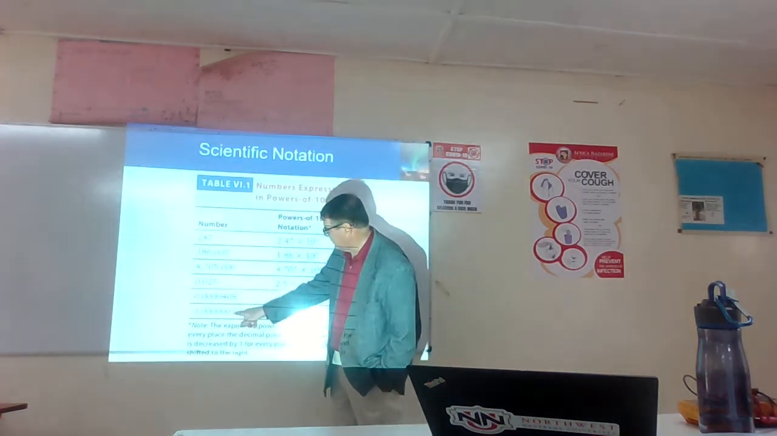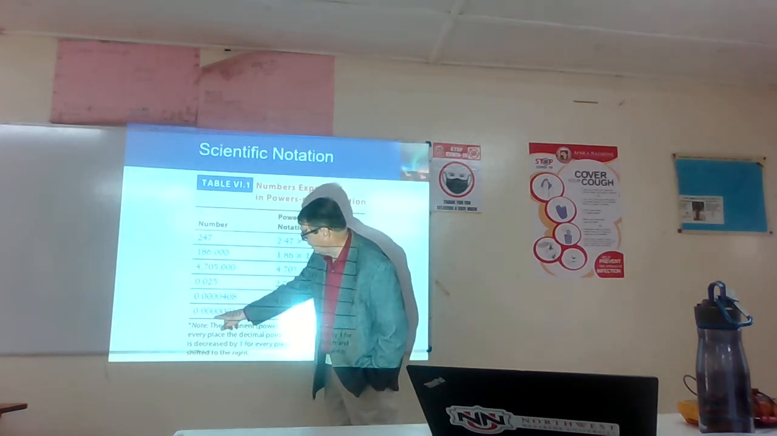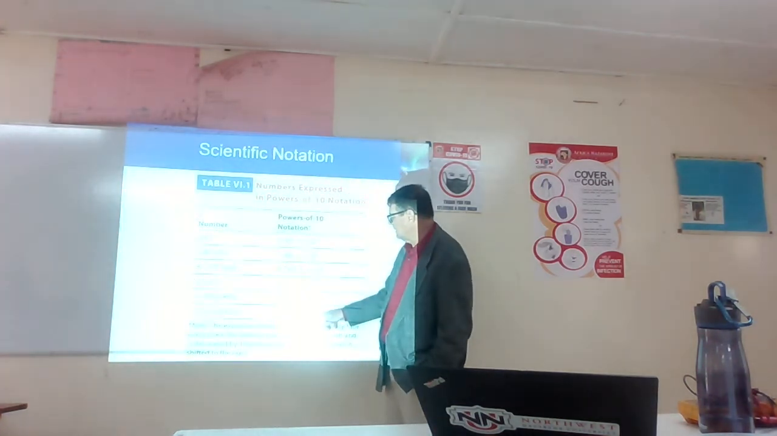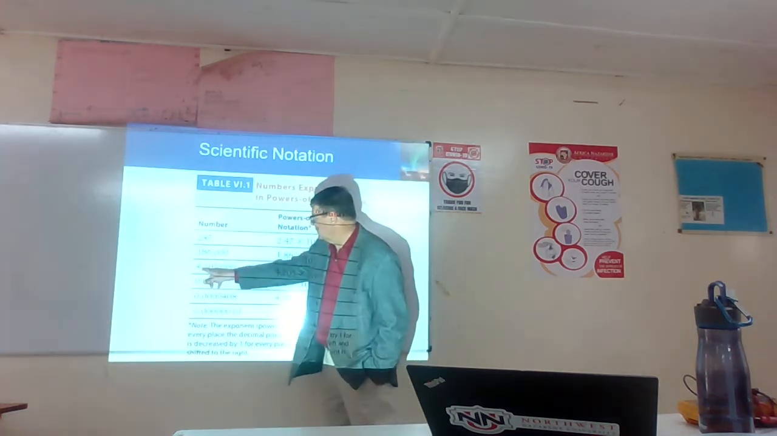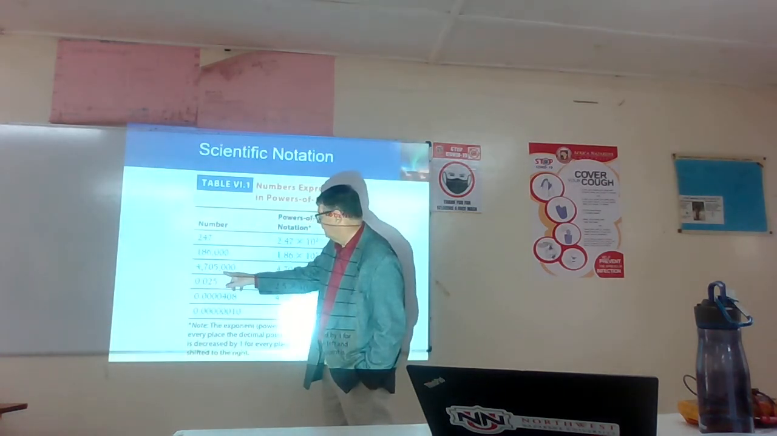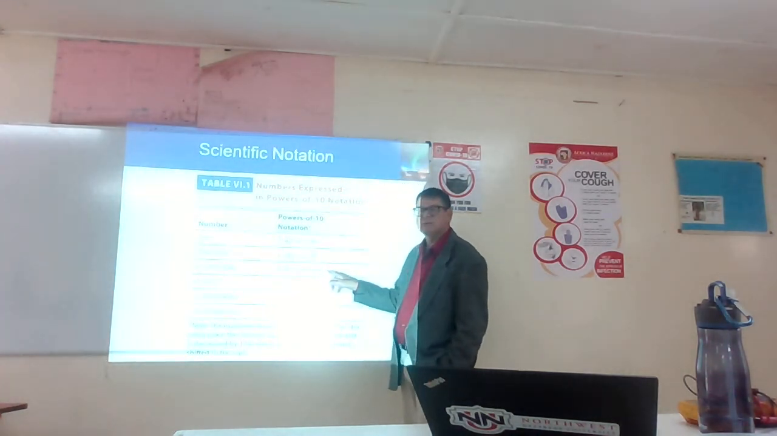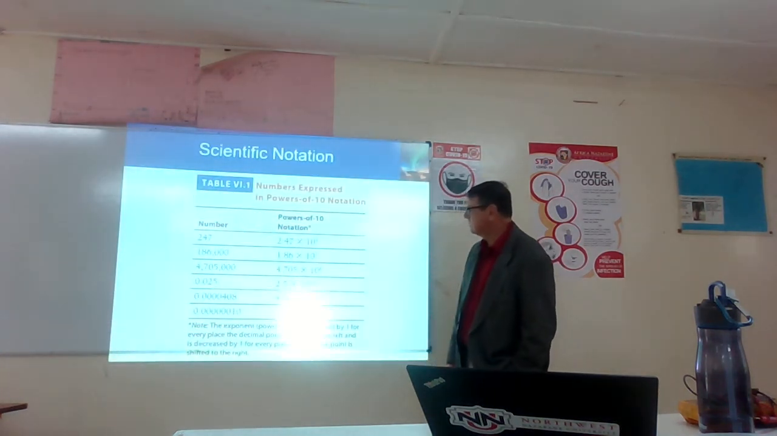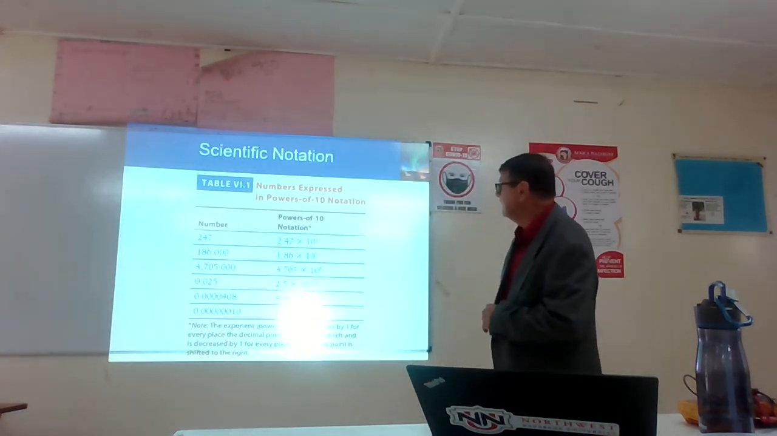We count the number of spaces over from the decimal point. We would go 1, 2, 3, 4, 5, 6, 7. 1 × 10⁻⁷. Or in this big number here, we would count 1, 2, 3, 4, 5, 6. 4 × 10⁶. So I want you to practice with this because we're going to use this for our answers on homework and exams.